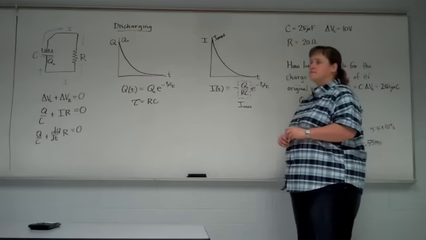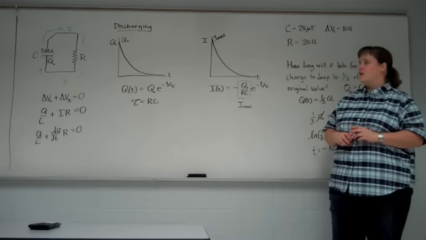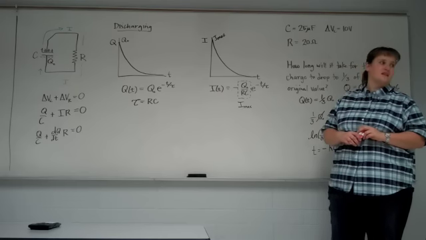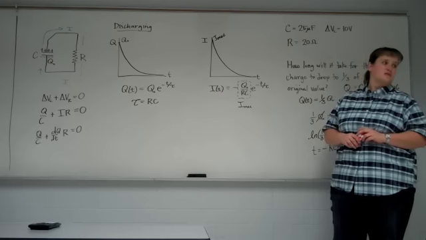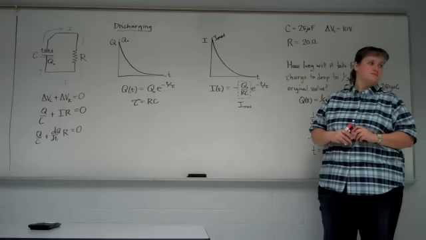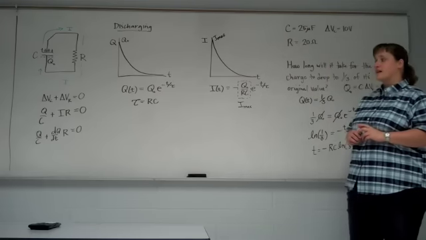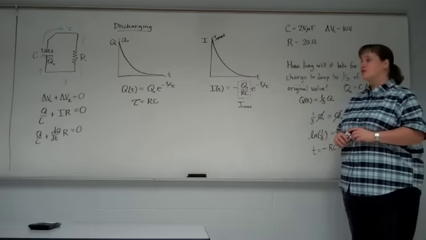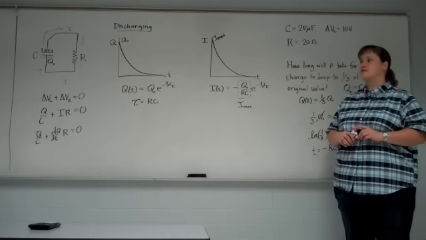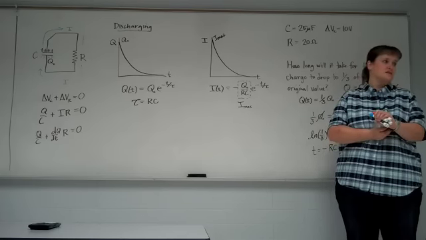So the only thing that changes really is Qmax versus Q naught. The charging equation has 1 minus e to the negative t over tau. The discharging is just e to the negative t over tau. But yes, you also have Qmax versus Q naught. They certainly could be the same if you left the capacitor connected long enough to become completely charged by the battery. I just write it as Q naught because it doesn't necessarily have to be completely charged.